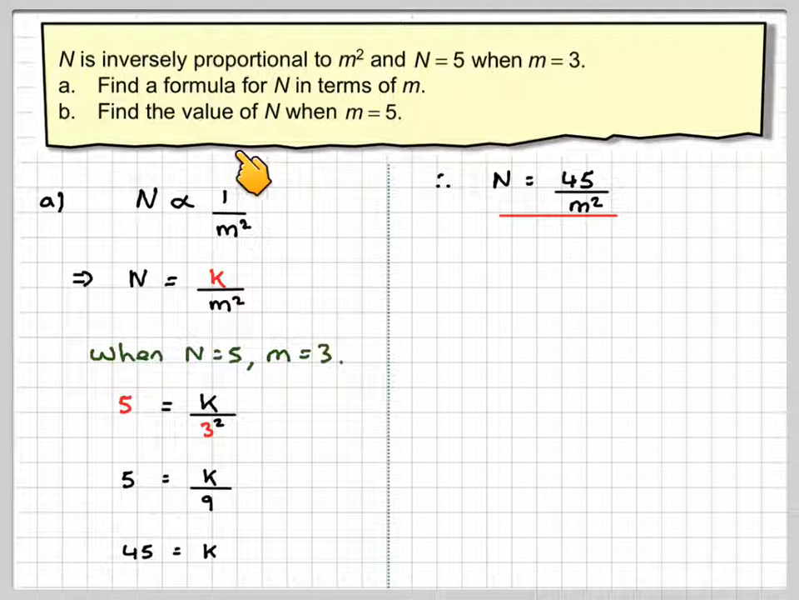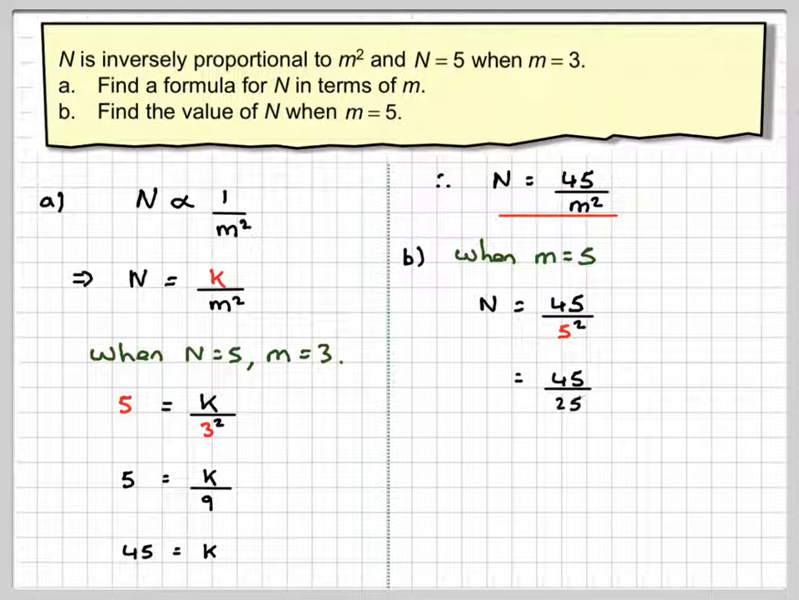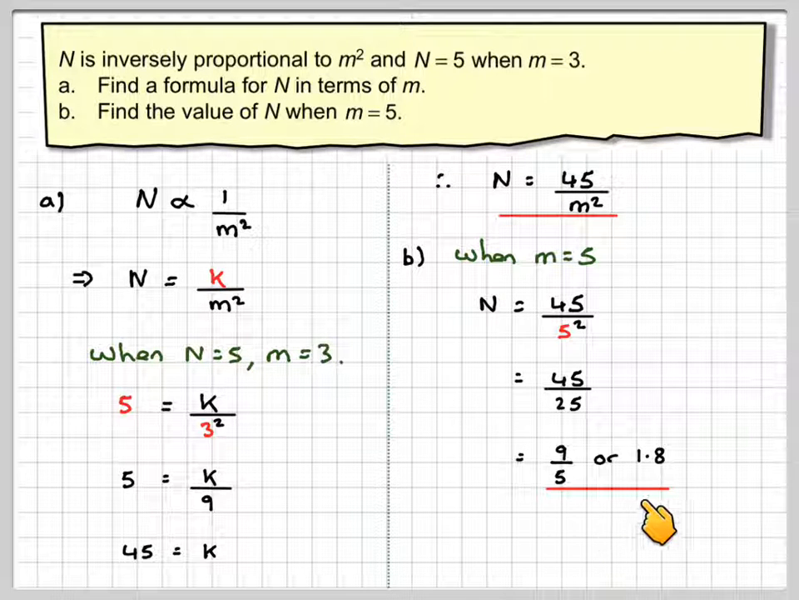Right, now we have to find the value of n when m is 5, so we substitute 5 into our formula. So when m is 5, n will be 45 divided by 5 squared. 5 squared is 25, so it's 45 over 25, and that cancels down to 9 over 5, or 1.8.